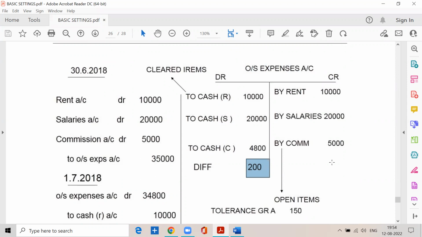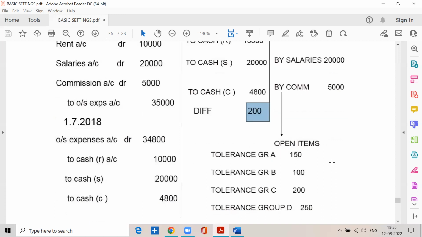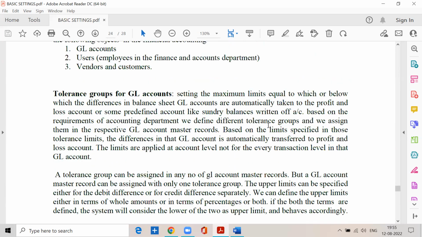So you give the instruction to the system. You tell the system, through tolerance groups for GL accounts, whether this difference of 200 rupees is to be transferred to the balance sheet or the P&L account. That's the meaning of the tolerance groups for GL accounts. You set the maximum limits, equal to or below which the differences in the balance sheet GL accounts are automatically taken to the profit and loss account or some predefined account like sundry balances written off account.